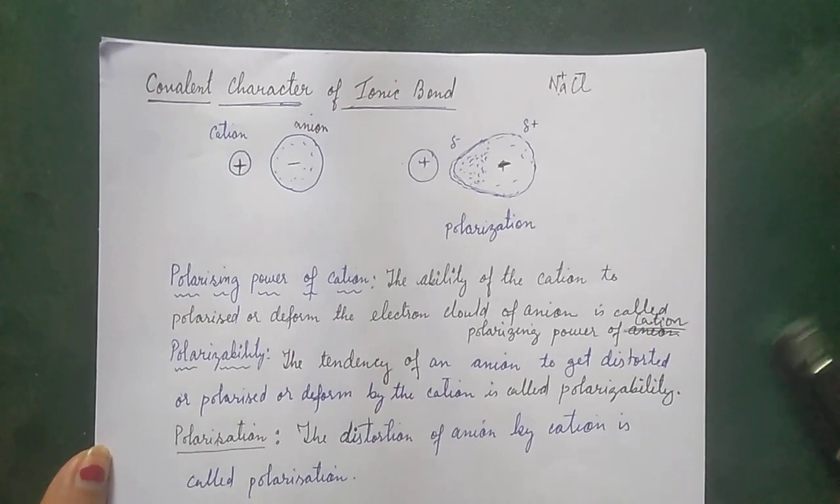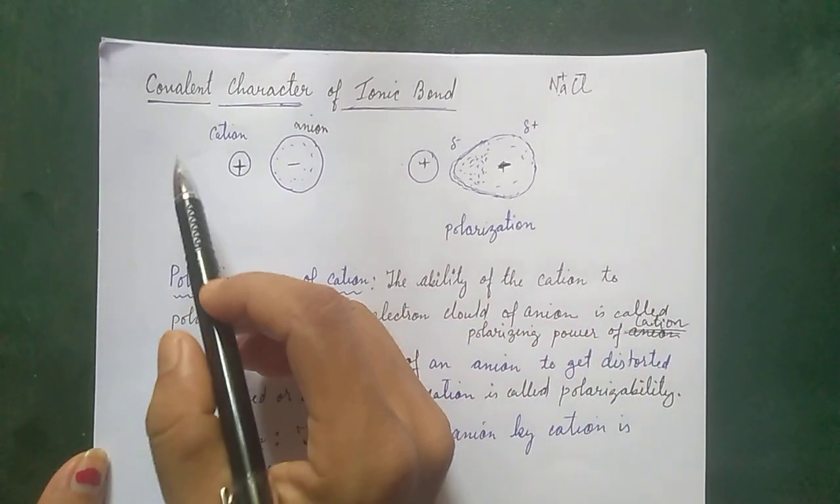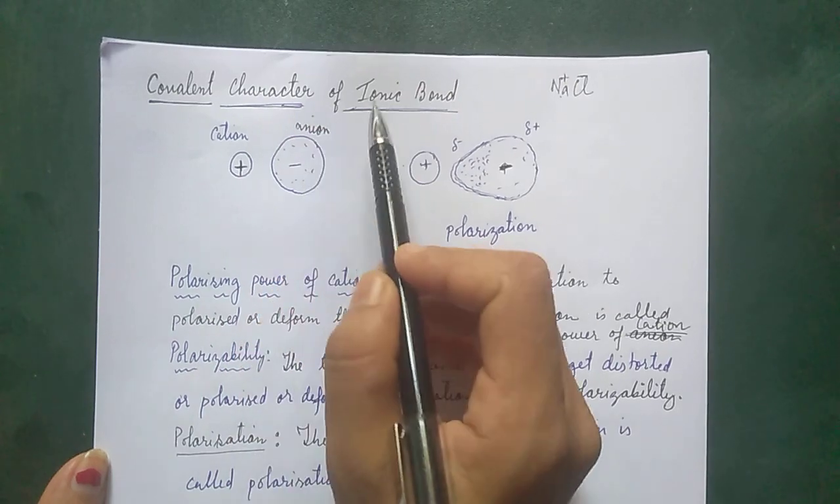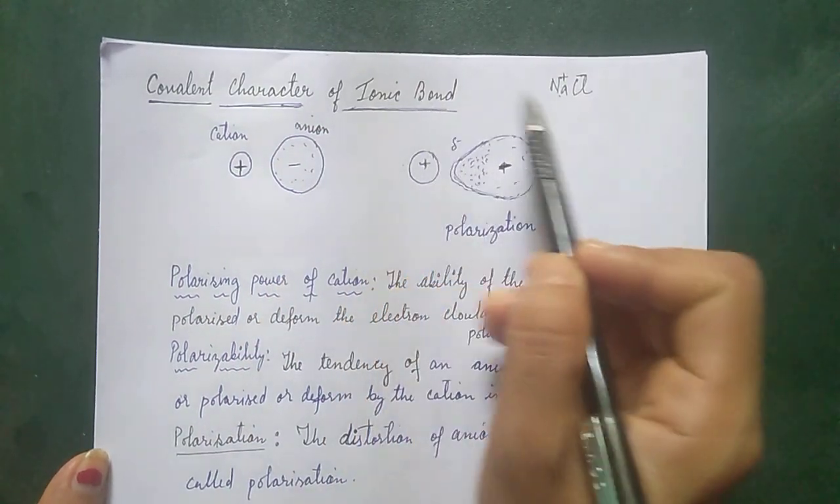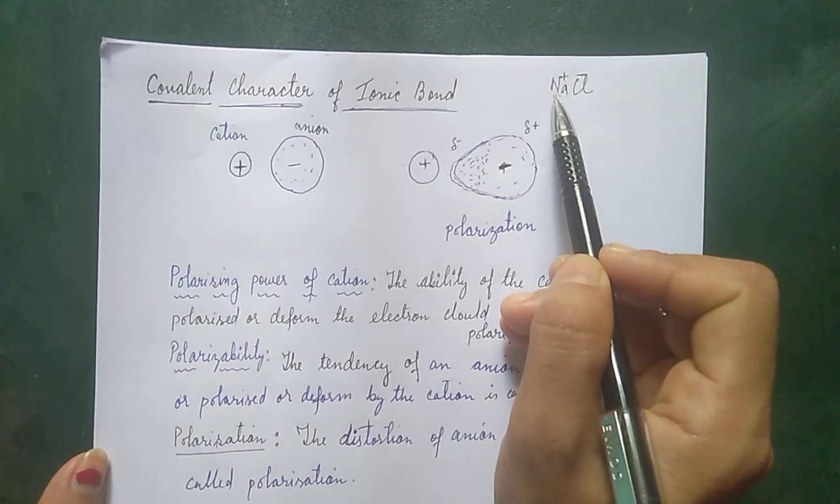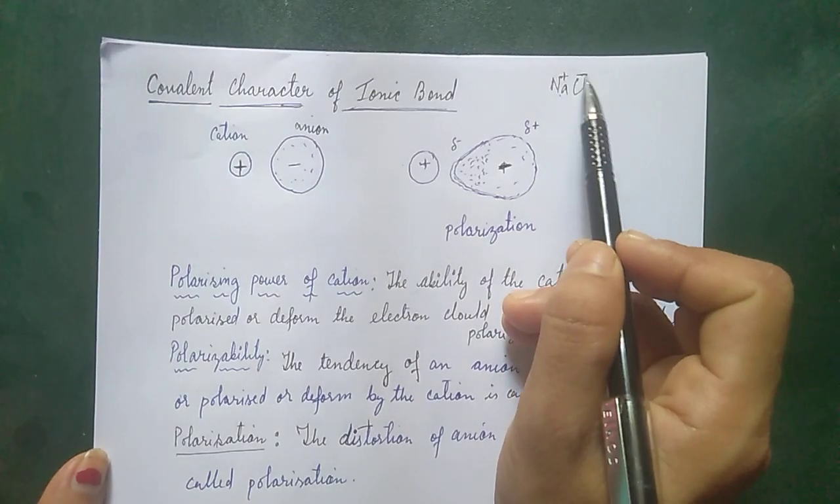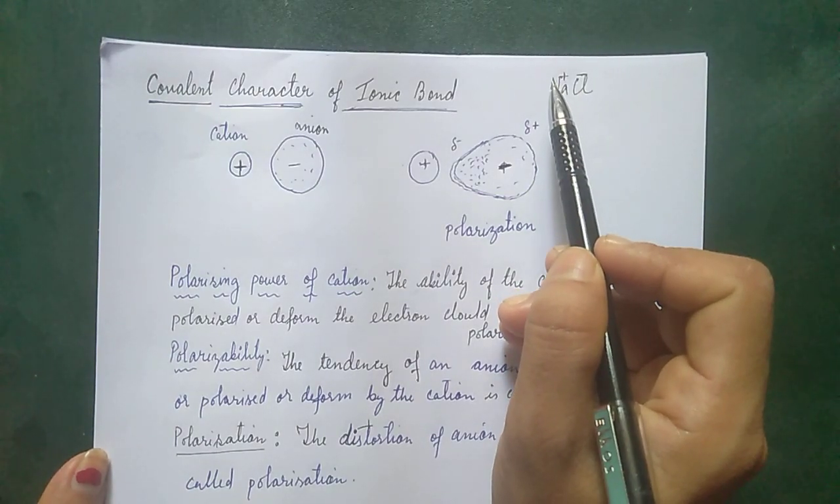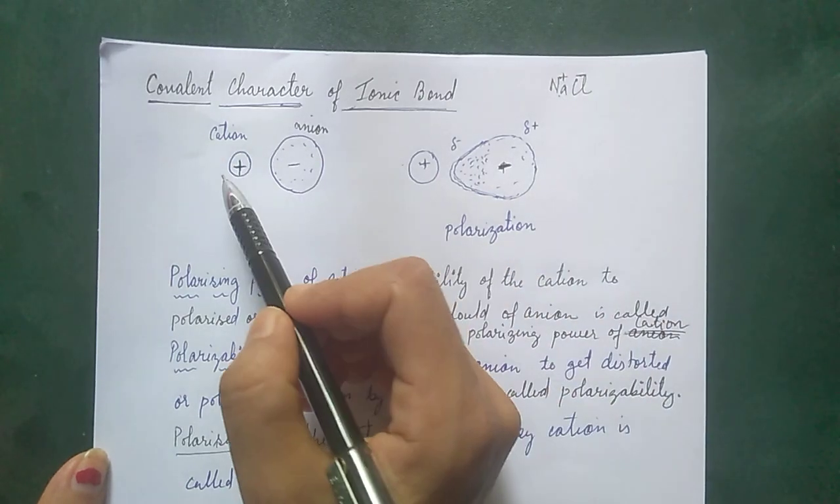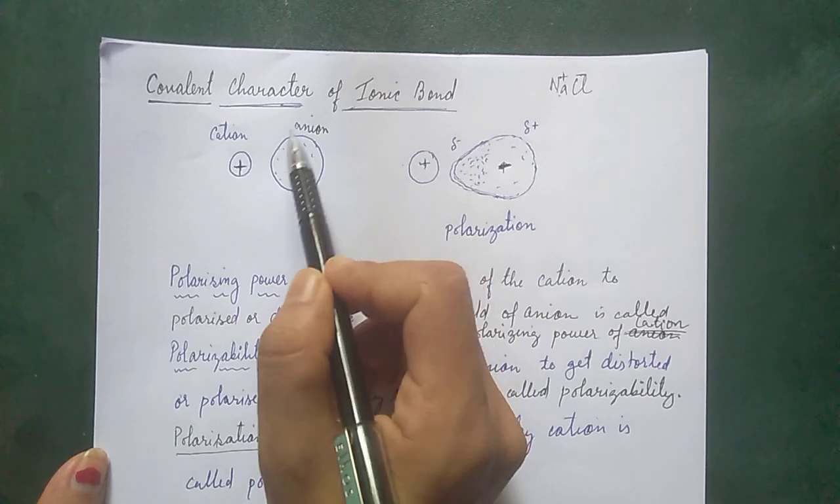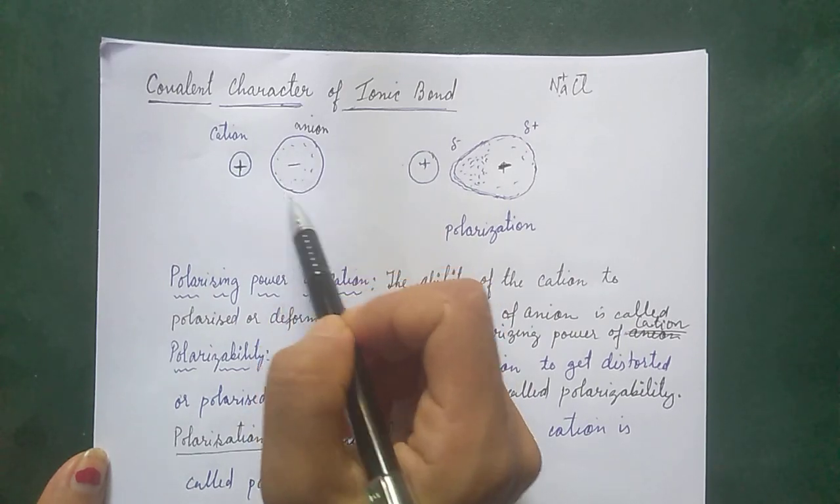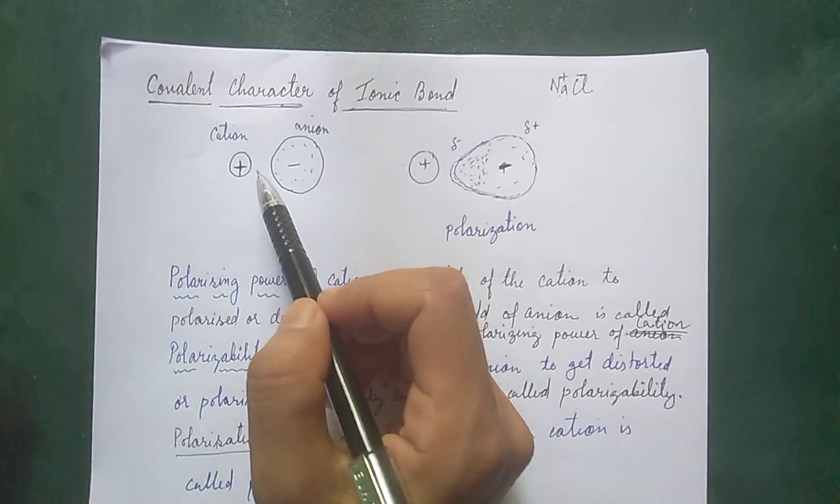Hello everyone, in this video I'll be sharing about the covalent character of ionic bond. When we talk about ionic bond, there is positive and negative. Let us take the example of sodium chloride, positive and negative. All ionic bonds carry a positive and negative, where positive means cation and negative means anion. To show it, we represent the anion by minus and the cation by plus.